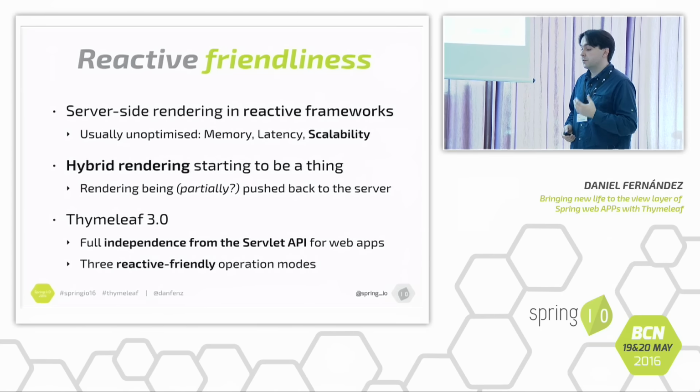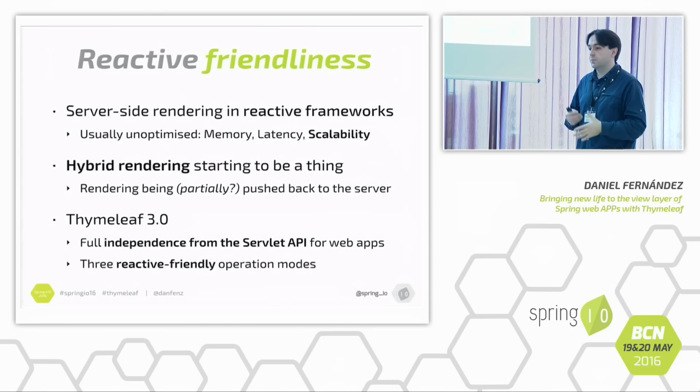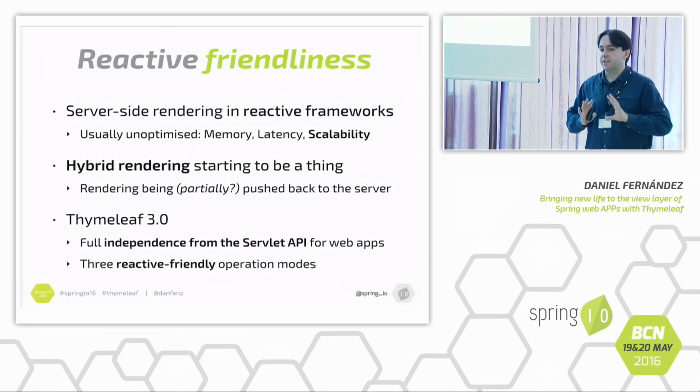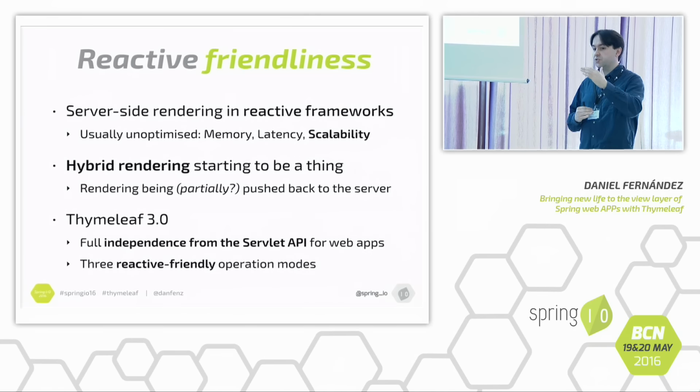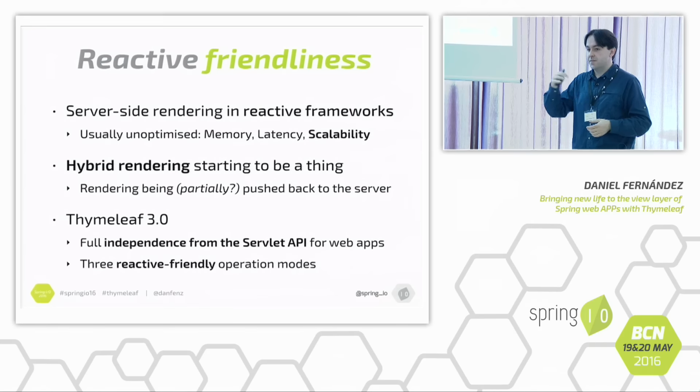Also, we are seeing more and more that hybrid rendering is starting to be a thing. More and more people are going towards an architecture in which they are pushing the HTML rendering back to the server. For example, in Twitter right now, you have the first shot of tweets rendered on the server side, and then incrementally things come in JSON, but the first part is server-side rendering.